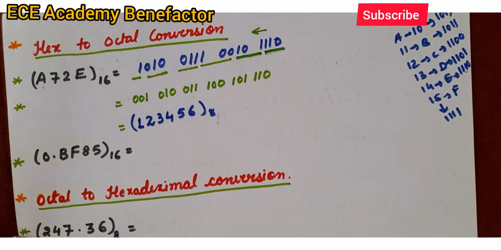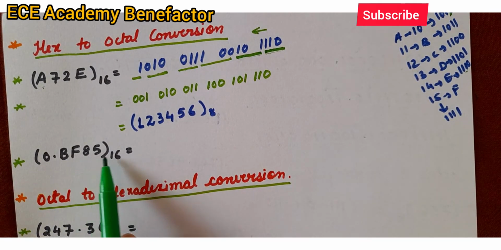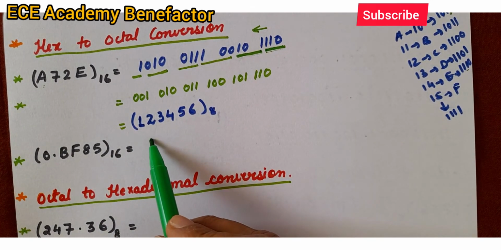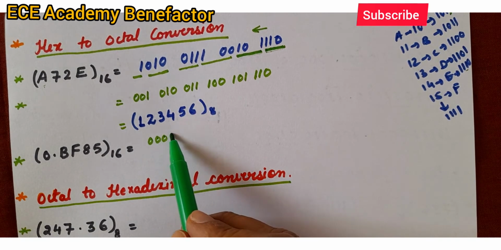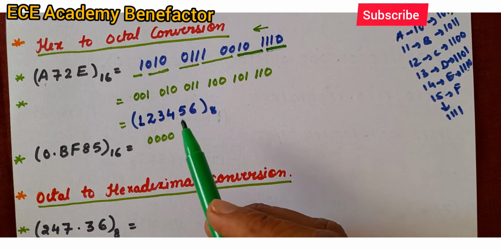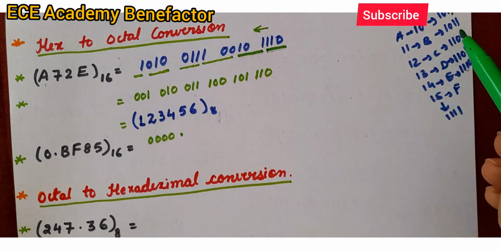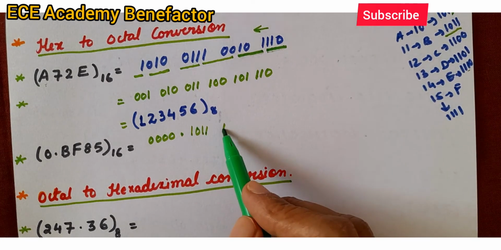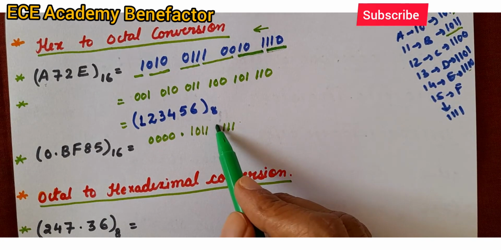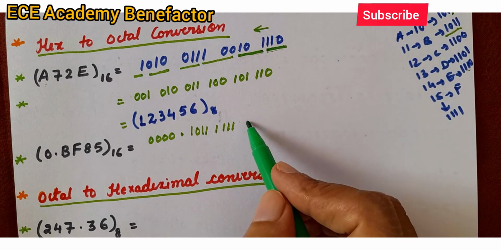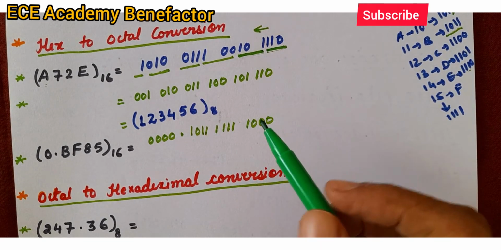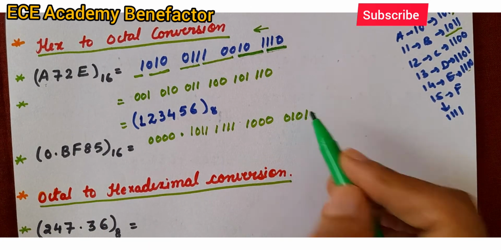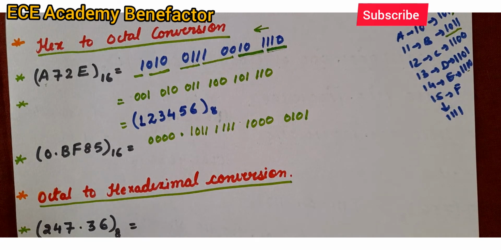Okay, now the next question. Dot D585. This is hexadecimal, you have to convert it into octal. So 0 is written as, we have to write in groups of 4 bits. Dot D. D is what? 1011. F. F is 4 ones. 8. 1000. After 8, 5. 5 is what? 0101. Now you have to make groups.